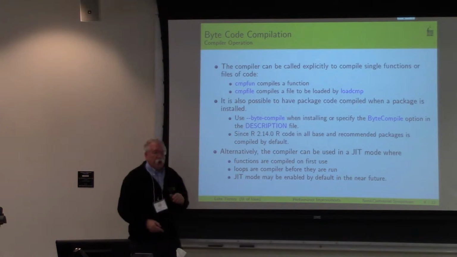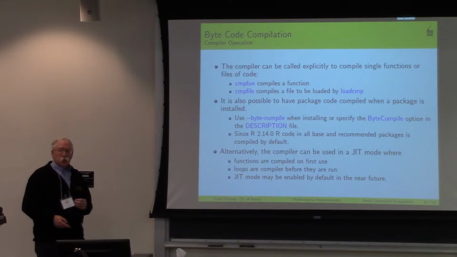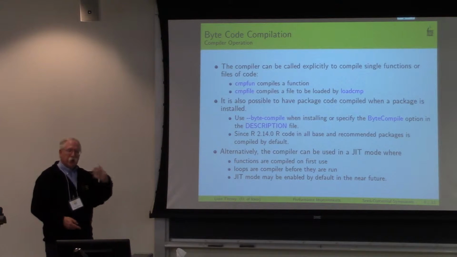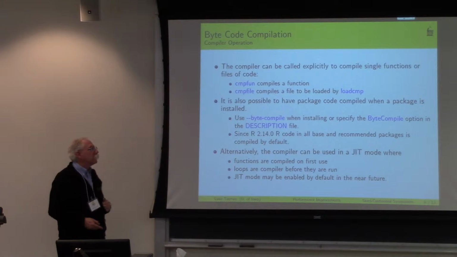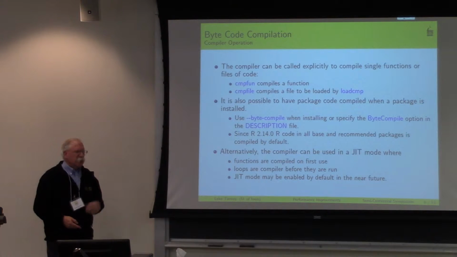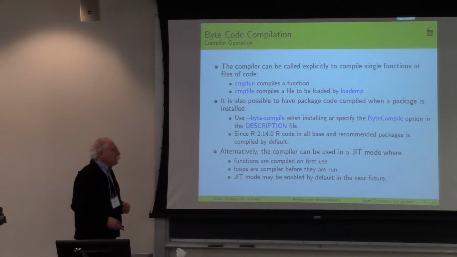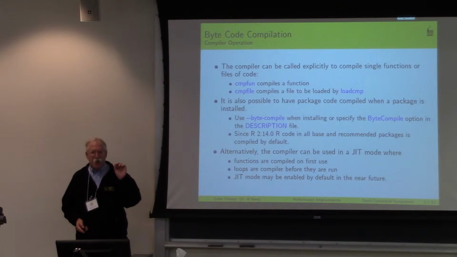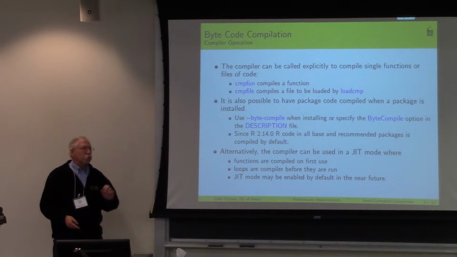In terms of the way the compiler, which was added to R a couple of years ago, works, you can use it explicitly: if you've got a function you want to compile, you pass that function on to cmpfun, get back a compiled function, and use that. It's similar with a script file. The most common way people tend to use the built-in compilation is by adding an annotation to your package saying, I want this package to be compiled when it's installed.